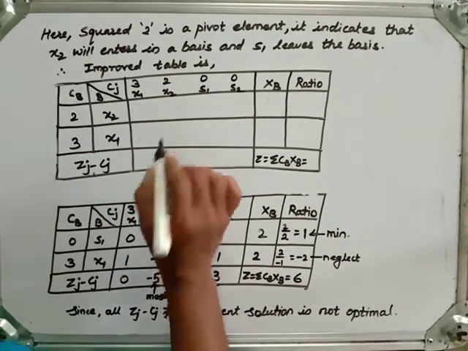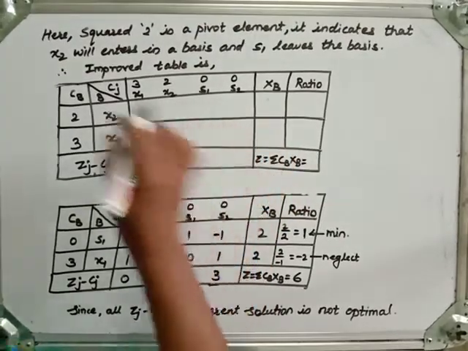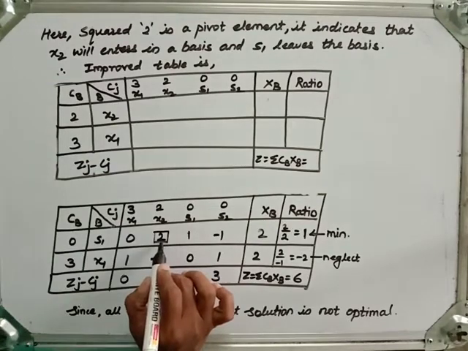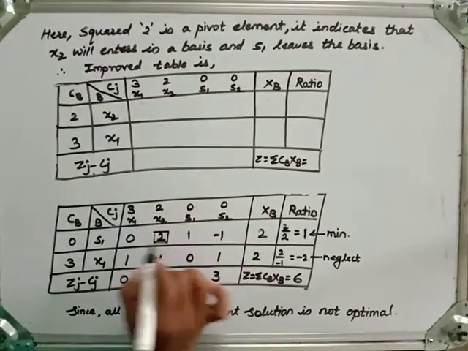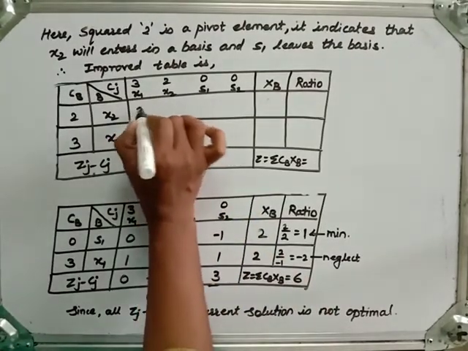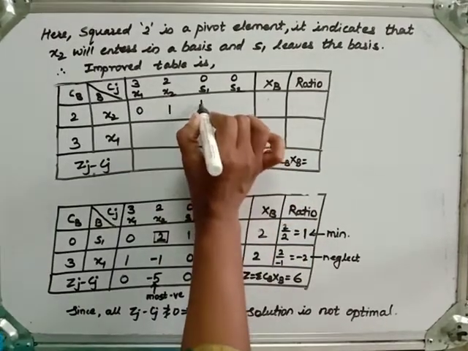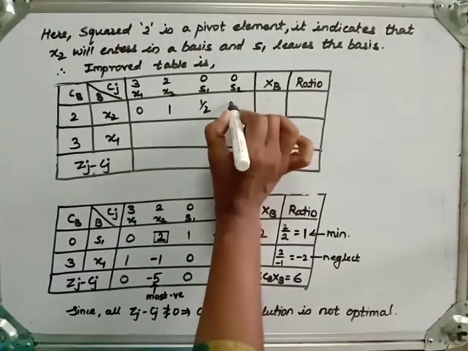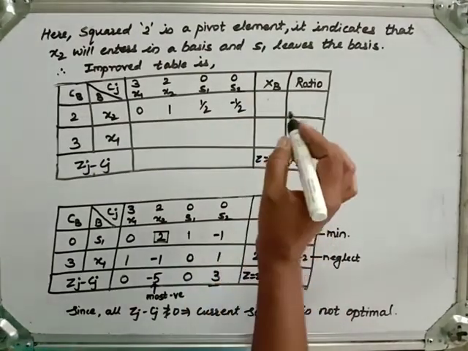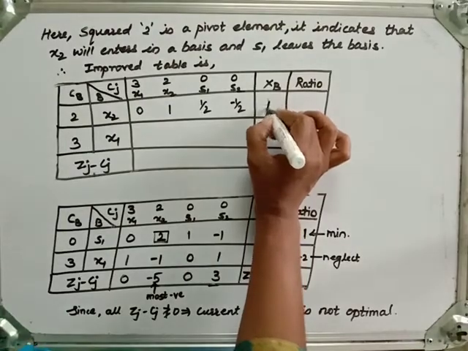So here now row element will change. So we have to make this 2 as 1. So I will divide throughout by 2. So I will get 0. 0 divided by 2 is 0. 2 divided by 2 is 1. 1 divided by 2 will be minus half, and minus 1 divided by 2 will be minus half, and here 2 divided by 2 will be 1.